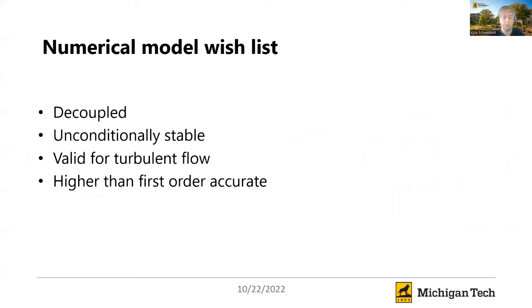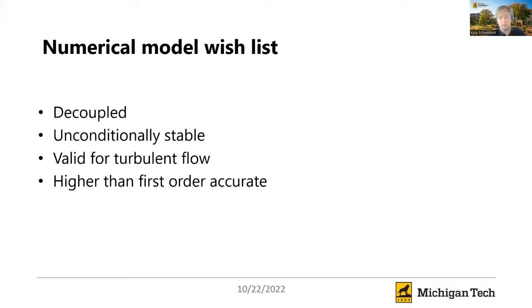So what would we like our numerical model to do? First of all, it should be decoupled. We don't want the system to take too long, and it turns out that a decoupled solver takes a lot less time than a coupled solver. That means we solve the ocean and atmosphere separately and put the solution together rather than solving it as one big system. It's about 4 times faster.